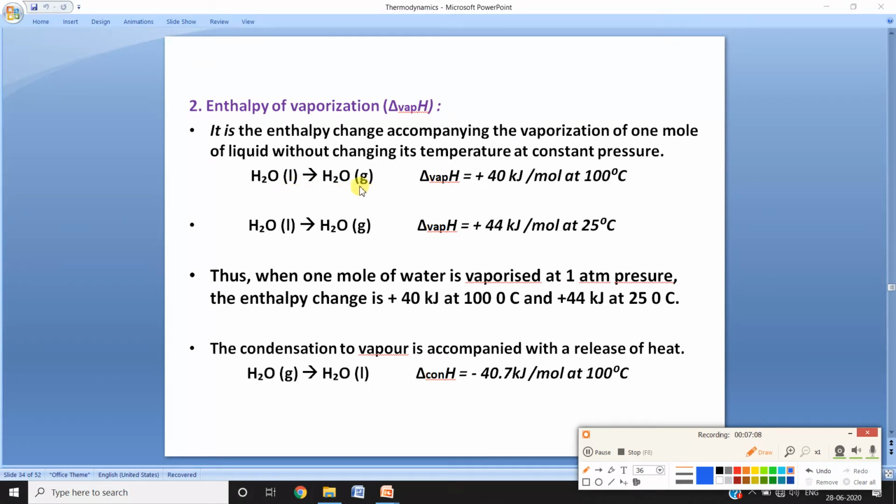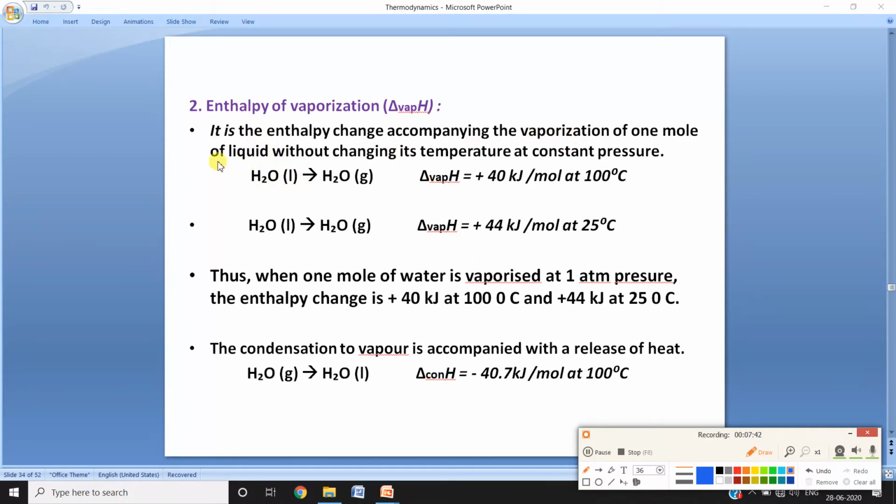So in short, we can say the enthalpy required to convert 1 mole of liquid into gaseous state is called enthalpy of vaporization. In proper way, we can define it as the enthalpy change that occurs, or is required, or accompanies the vaporization of 1 mole of liquid into gaseous state.